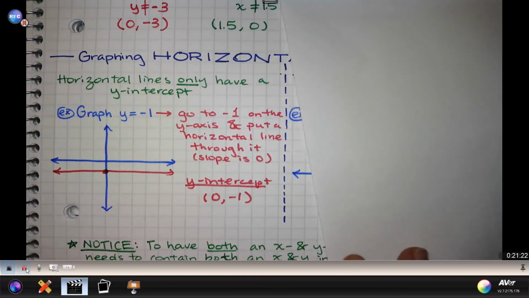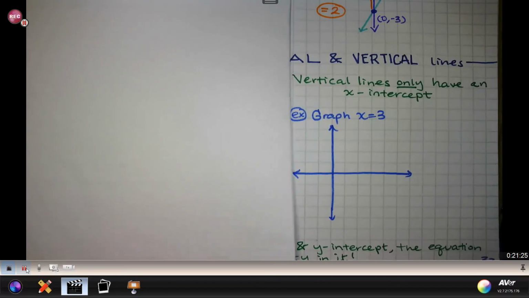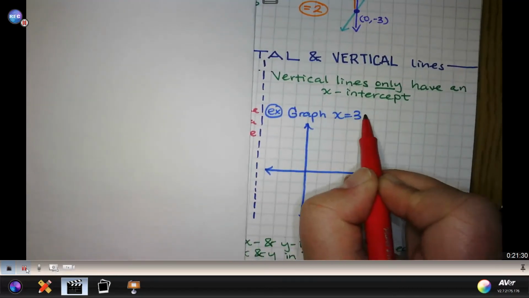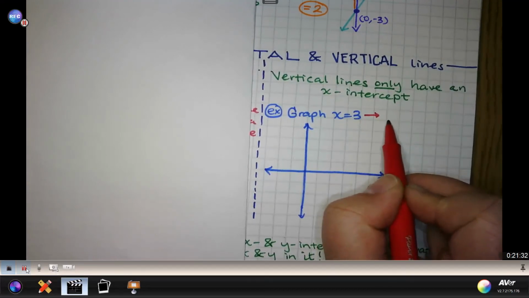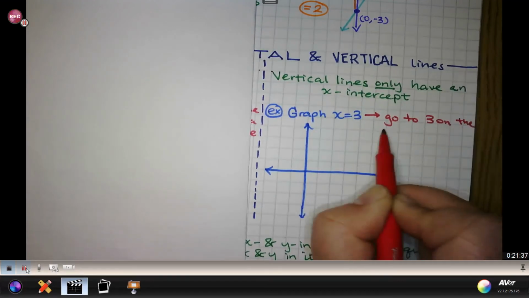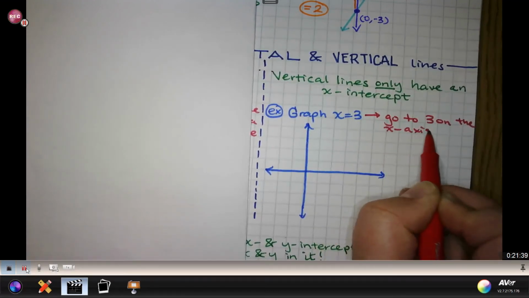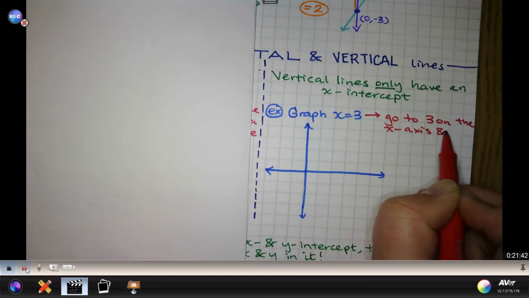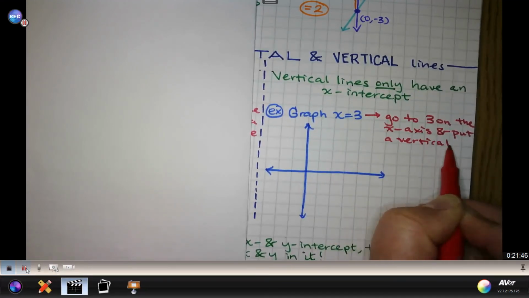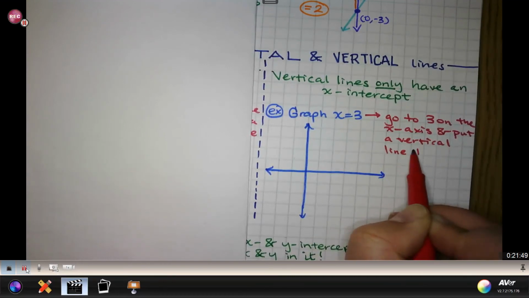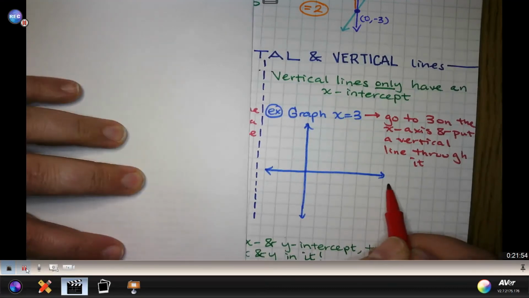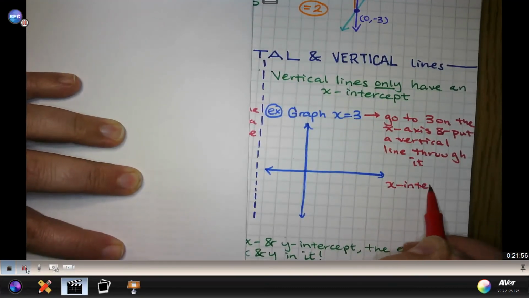Okay? Then it's kind of the same and opposite over here. For a vertical line, it only has an x-intercept. So if we want to graph x equals 3, then what we want to do is go to 3 on the x-axis and put a vertical line through it.